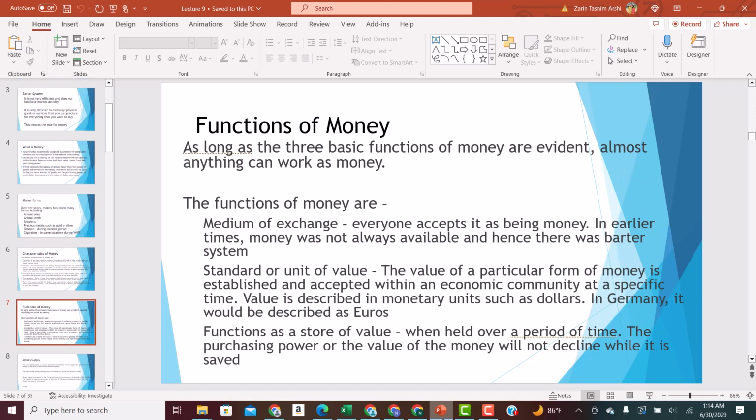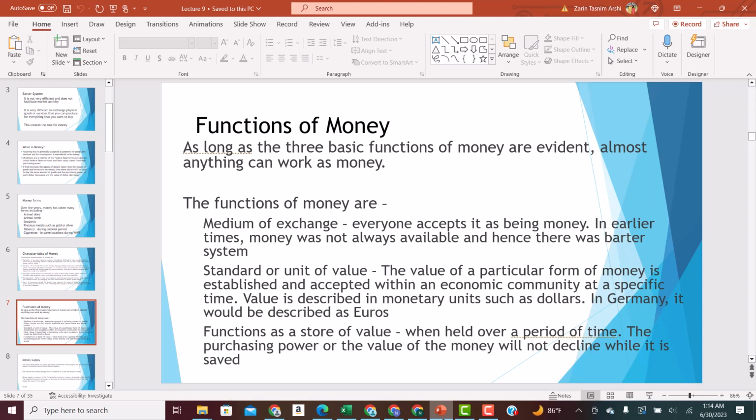Now we're going to look at the functions of money. There are basically three basic functions of money. First of all, the first function is it is a medium of exchange. When you want to buy something with money, it is accepted by everyone as money. In earlier times, money was not always available, and there was a barter system which did not work out very well. But with money, you can go to Walmart and buy anything you want, and Walmart will accept money as a form of payment. So it is something that is accepted by everyone as a form of payment.